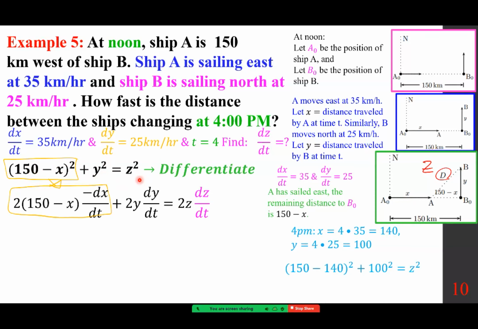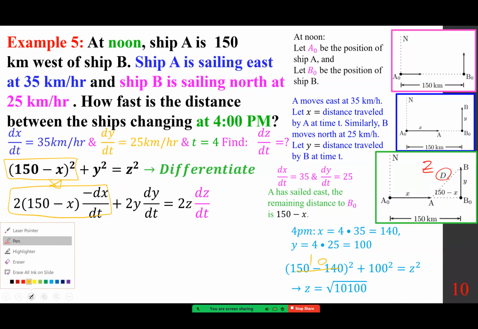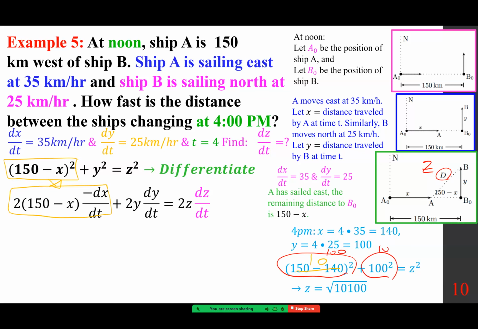Needless to say, this is 10, you square it, you get 100. 100 squared is 10,000. They add up to 10,100. Z is precisely the square root of 10,100. Okay, because I want to make sure that we understand what happened here. This, everybody, is 100. And this is 10,000. So 10,100, you take it.